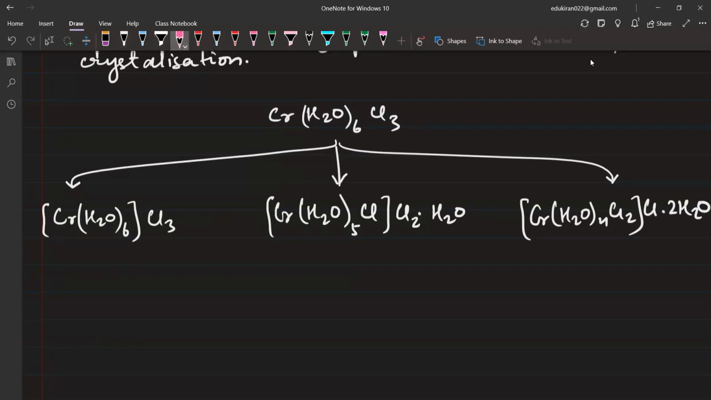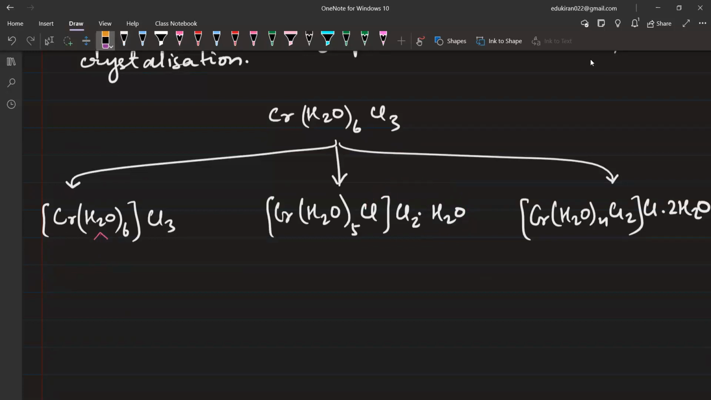Why? Because in the first case water is present as a ligand. Complete, all the water molecules are present as ligand. But in the subsequent cases, water is present as water of crystallization. Whether water is in or out, on that basis we write hydrate isomers.